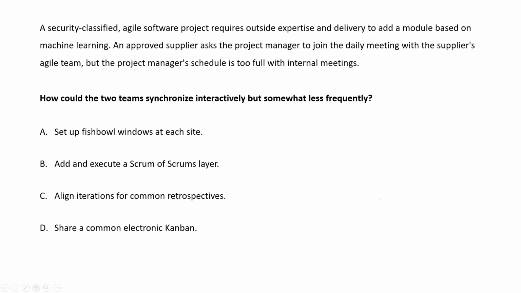A security classified agile software project requires outside expertise and delivery to add a module based on machine learning. An approved supplier asks the PM to join the daily meeting with the supplier's agile team. But the project manager is too full with internal meetings. How could the two teams synchronize interactively, but somewhat less frequently?